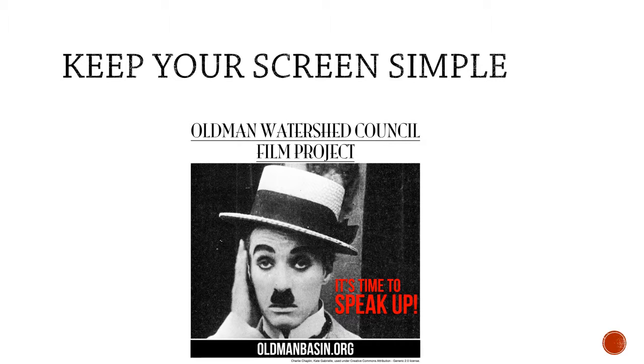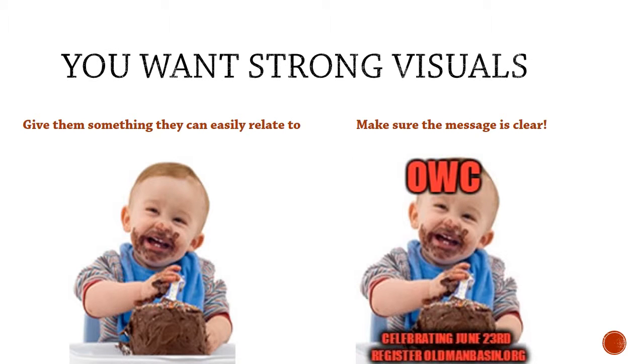You want your visuals very simple, very effective. You want to make sure that there's not too much color going on, that there's not too much text going on. Make sure that what they're looking at gives them a clear message. And it doesn't necessarily have to do with something scientific as long as it gets the point across. You want to choose a visual that they can easily relate to. Kids making a mess of themselves is something most people can relate to, especially if they don't have to clean it up. And you can add text to that.